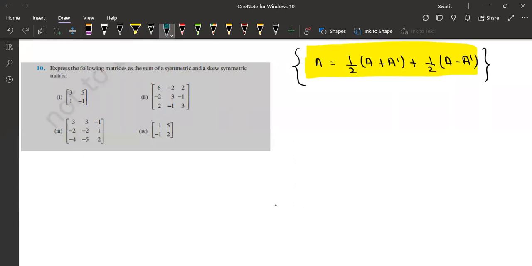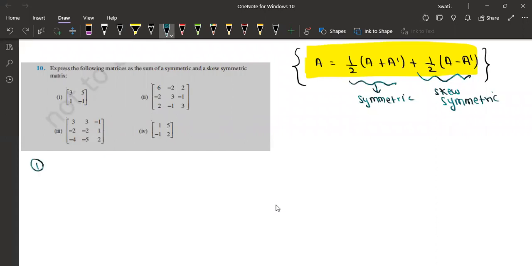Yes, though I said any matrix, it should be a square matrix only. What is the meaning of square matrix? The number of rows should be equal to the number of columns. Now let me tell you that this here is actually the symmetric matrix, and this is the skew symmetric. Because this is symmetric and this is skew symmetric, it of course tells you that it is a sum of a symmetric and skew symmetric. So let's start with the first one.